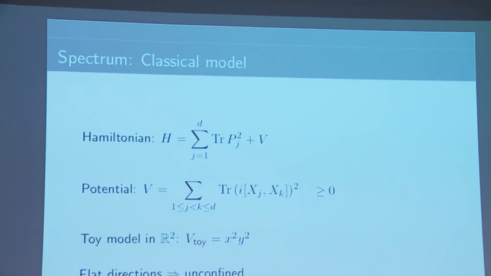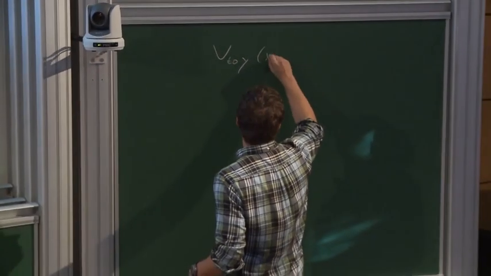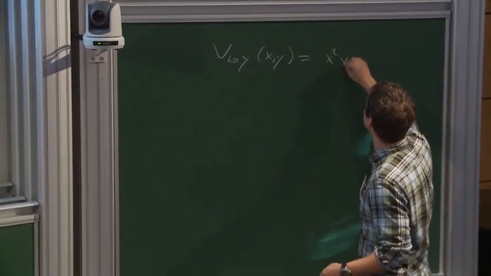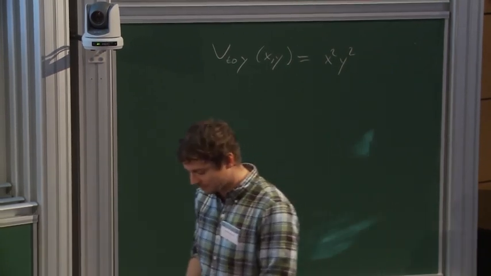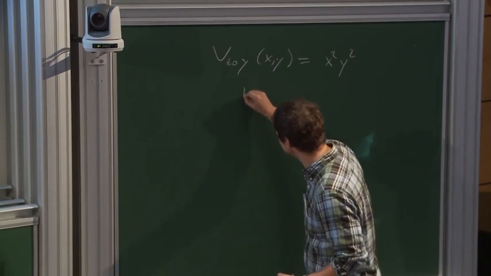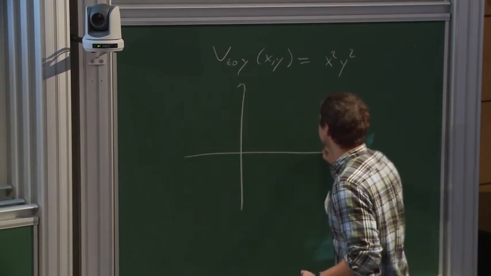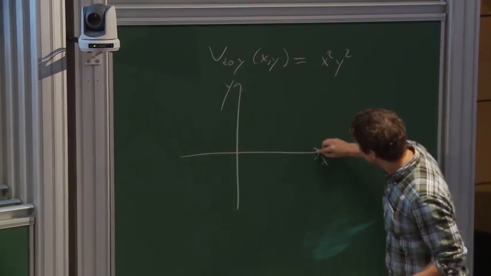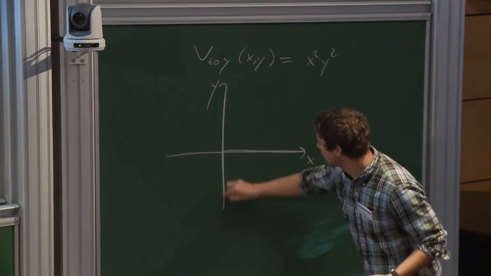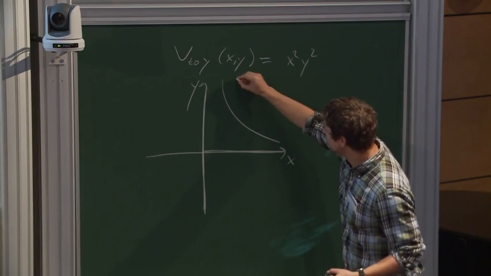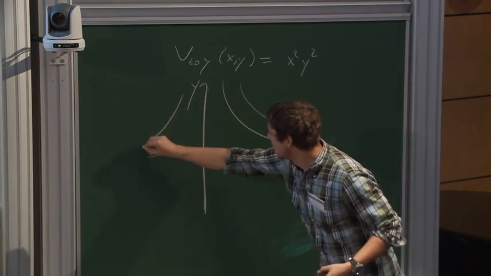So essentially we have a toy model potential which only depends on 2 variables, so it's in R2, and it's x squared, y squared. So the feature here is that there's certain flat directions. So if we think about this toy model, we have this in the xy plane. Then along the coordinate axis, the potential vanishes, but then it somehow increases rapidly transversally to these cases.